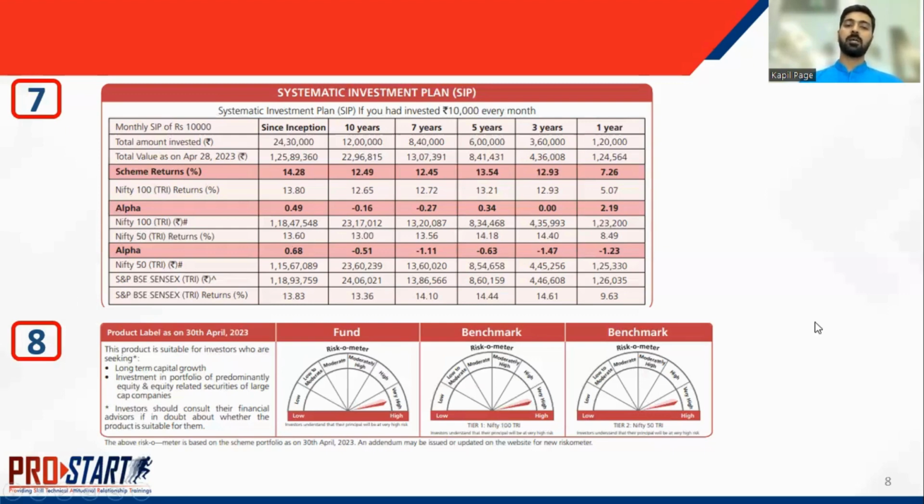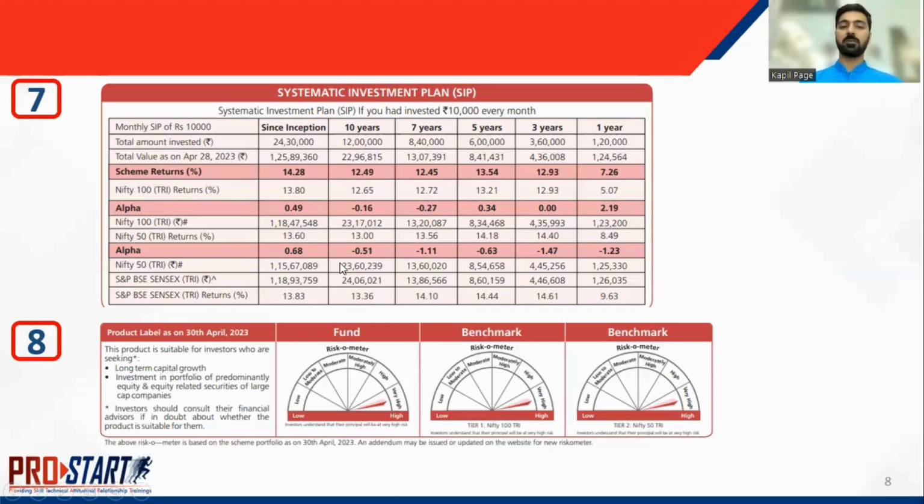We have the product label and the riskometer. In the product label, in a very simple language, it is said for whom this product is suitable. So let's say it's written the product is suitable for investors who are seeking long-term capital appreciation and want to invest in equity related instruments of large cap companies. So only them will be a correct fit for this mutual fund. Only those investors will be a right fit. So that is mentioned here.